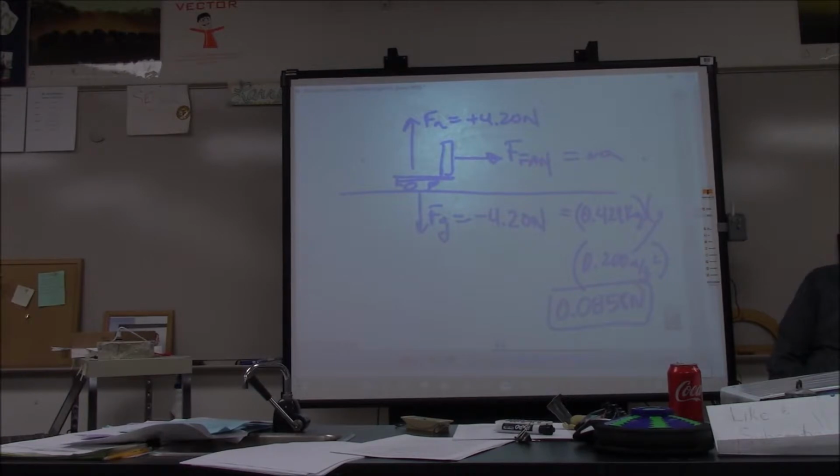So here's my question. How does the fan actually work? What does it do? What's the mechanism of the fan? It pushes off the air. It pushes off what? Air. So does it push on the air? Yes. So by Newton's third law, what does the air have to do? Push back. Push back with an equal and opposite force.